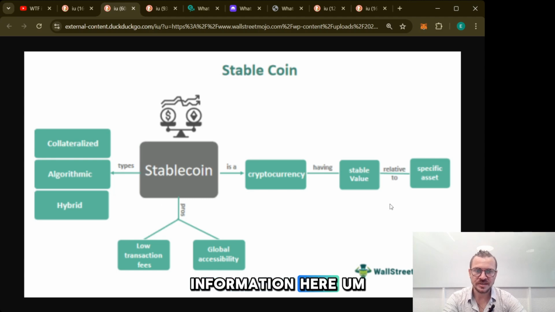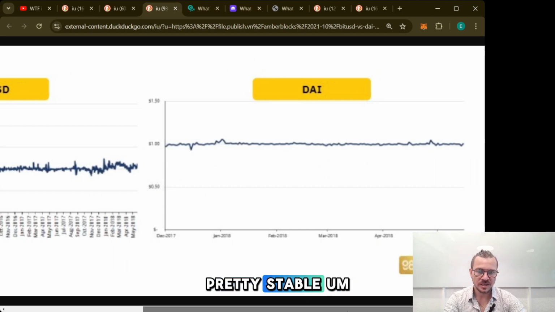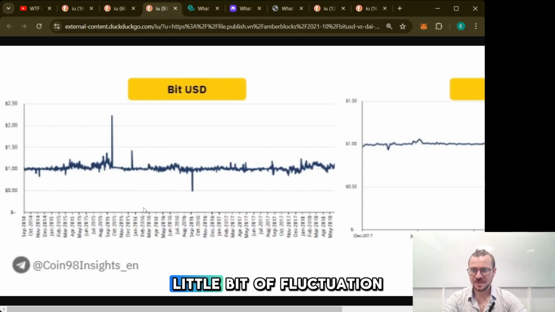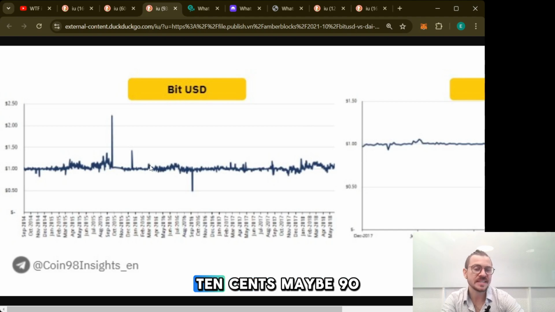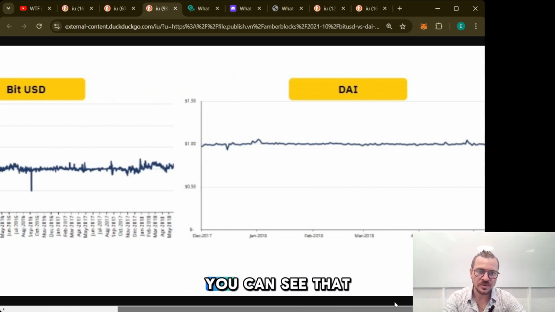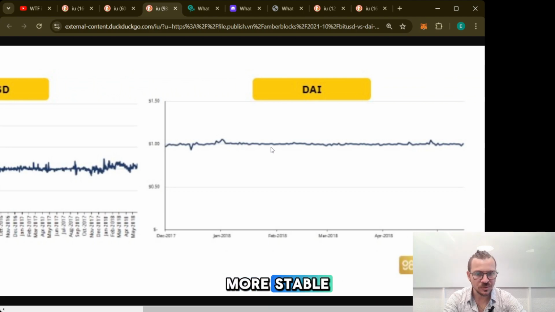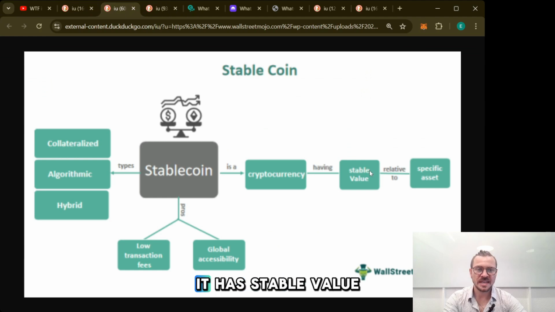There's a lot of information here. The first thing, it has a stable value. So if I go back to this image, you can see it's pretty stable. This one has a little bit of a fluctuation, but it's not fluctuating much. Like it goes from $1 to something like $1.10 or maybe 90 cents. You can see that the DAI is even more stable. It's fluctuating only a tiny bit, like maybe 1 cent. So yes, it has stable value. I'm going to talk about the pros at the end of this video, so let's move on to this.